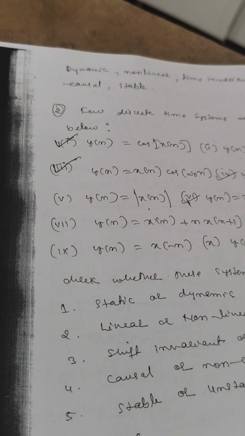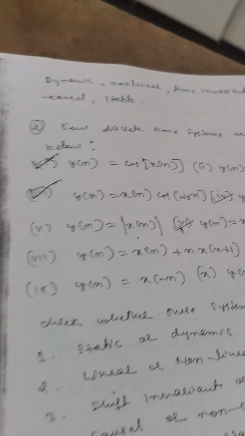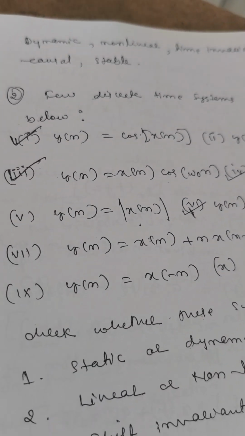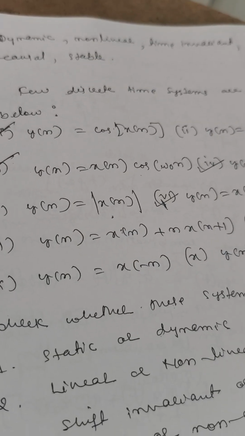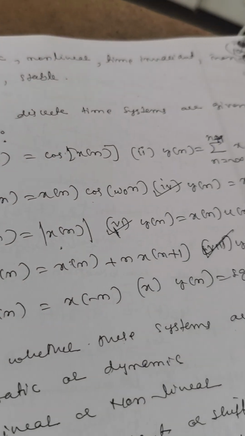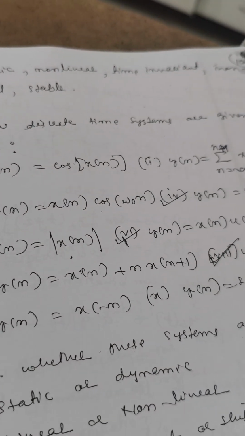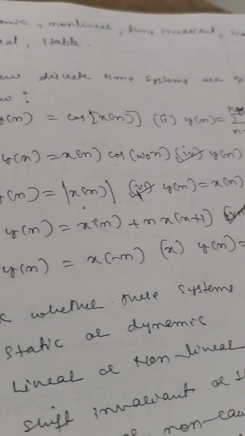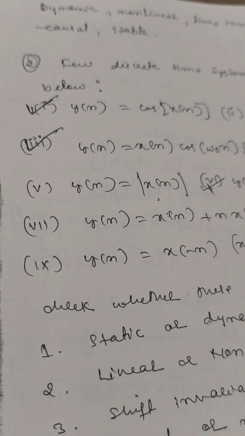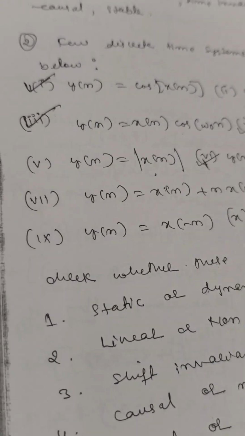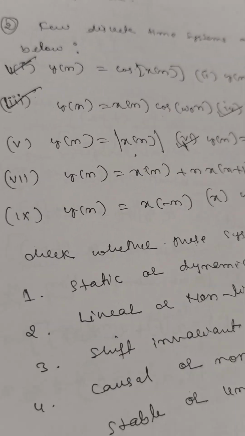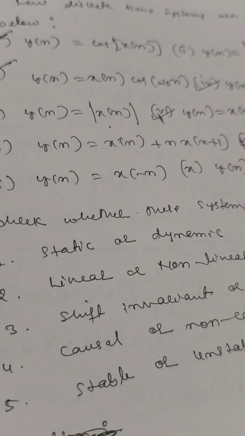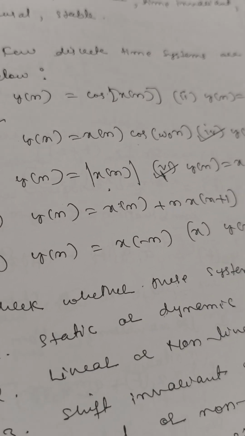Now, for example, we will take a particular example: y of n is equal to cos x of n. These are the problems related to discrete time systems. Today we will discuss this. This is the equation of a discrete time system, and we'll find out what the properties of this system are.